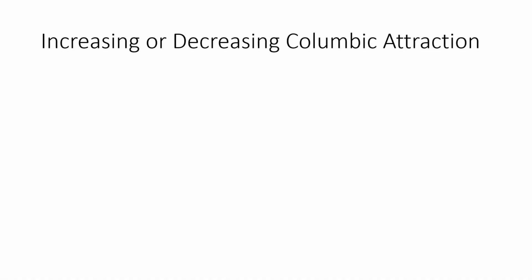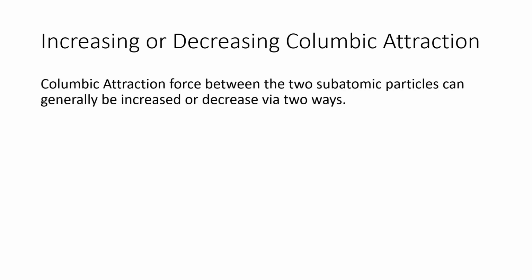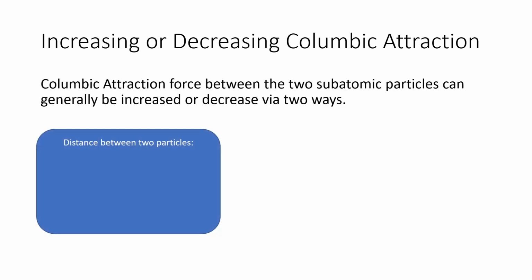And we can increase or decrease Columbic attraction using the distance between two particles. So for example, if we have a nucleus and a bunch of electrons around it, the electrons that are farther away will have less Columbic attraction, but the electrons that are closer will have much more Columbic attraction. This is because of the shielding effect. When there are more shells in between, the electrons are going to shield themselves away, more like repulse each other, because they are the same charge.